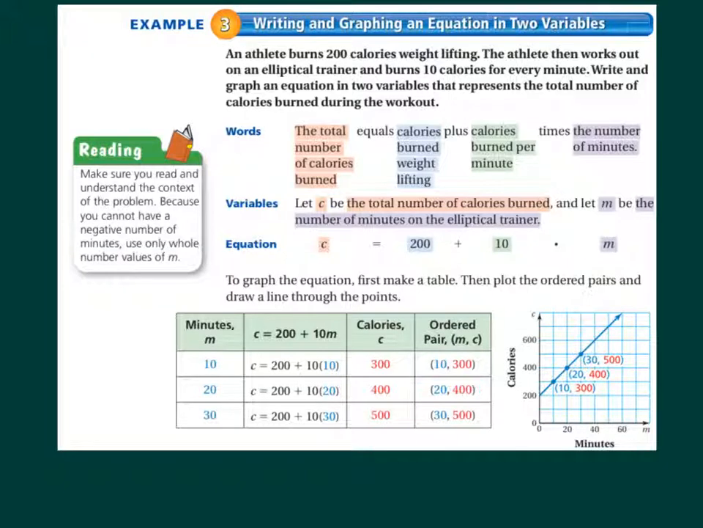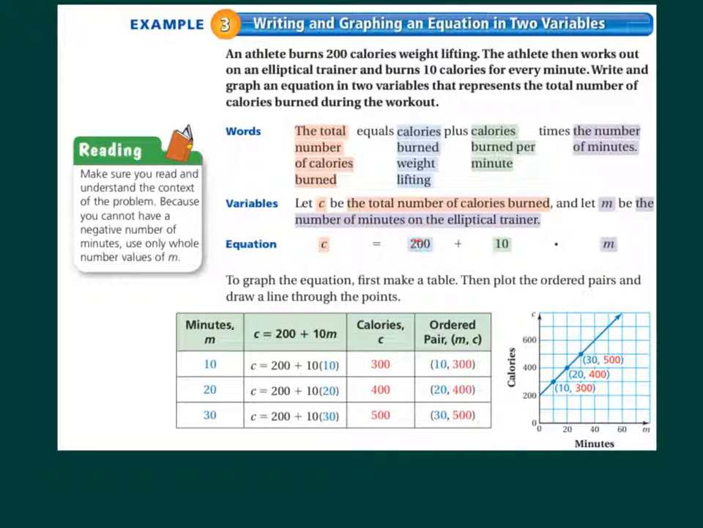We have an example here. It says an athlete burns 200 calories weightlifting. The athlete then works out on an elliptical trainer that burns 10 calories for every minute. Write and graph an equation in two variables that represents the total number of calories burned during this workout. So again, we want to know how many total calories. In order to find that, it's going to change by every number of minutes that this person stays on an elliptical. So first of all, weightlifting isn't going to change.